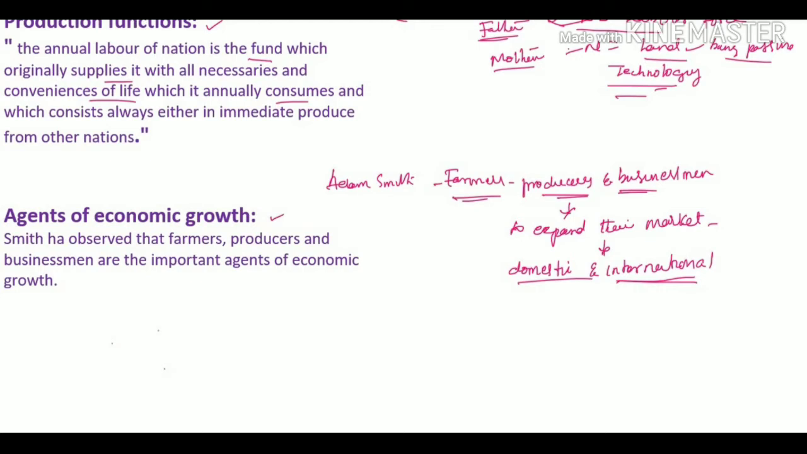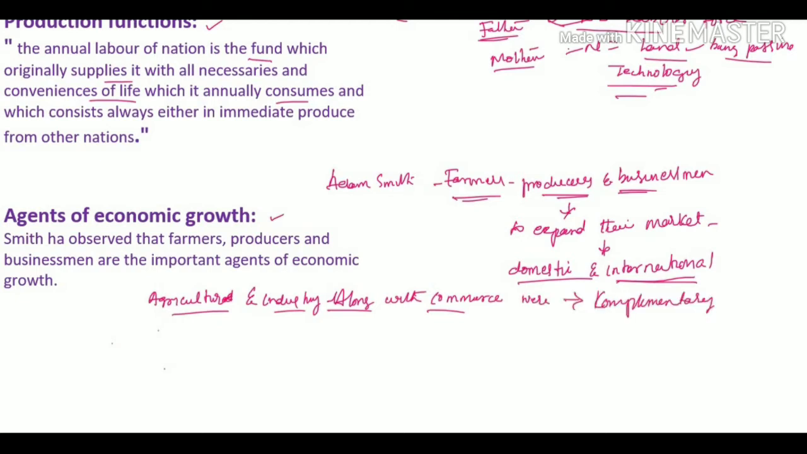The expansion of the market in turn enhances economic development so rapidly. According to Adam Smith, agriculture and industry along with commerce were fully complementary to each other. The agricultural surplus as a result of economic development enhances the demand for goods and services, which on the other hand leads to a rise in commercial progress and manufacturing industries.